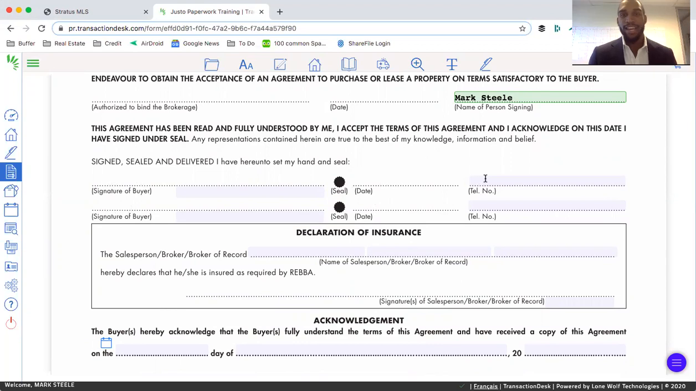Put the dates, and I normally don't put their phone numbers, but if you want to, you definitely can feel free, okay? Now, once more, you're going to put your name on this line as the name of salesperson, broker, or broker of record, and you're going to sign this line here. This is a declaration of insurance, essentially saying that as required by the Real Estate and Business Brokers Act, you are insured as a realtor. Errors and omissions and all those insurances that you paid for when you first got your license, okay?